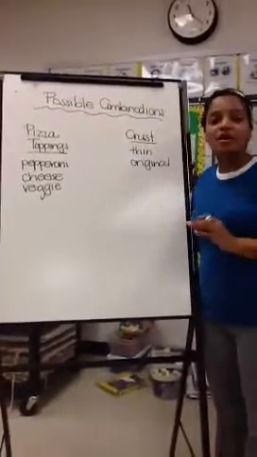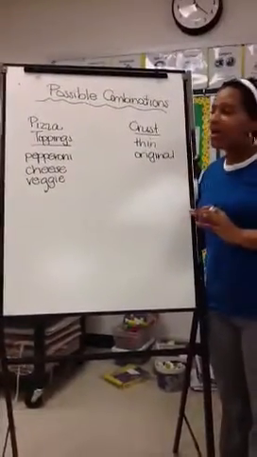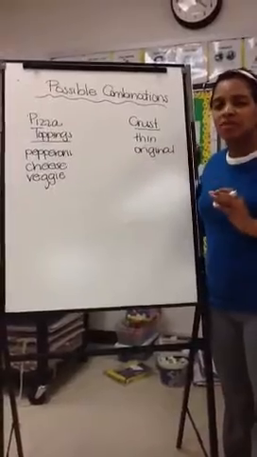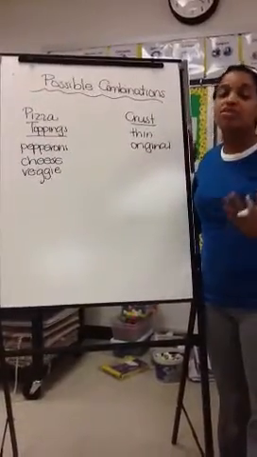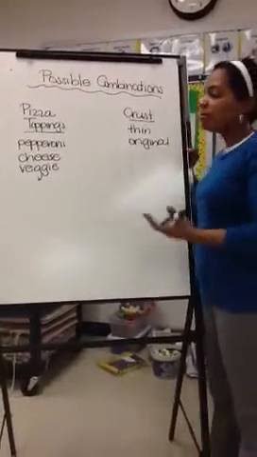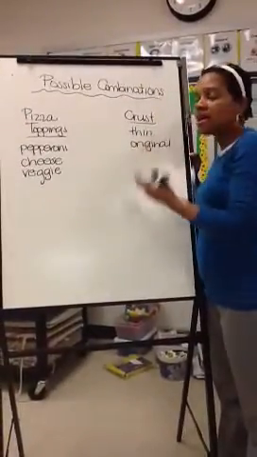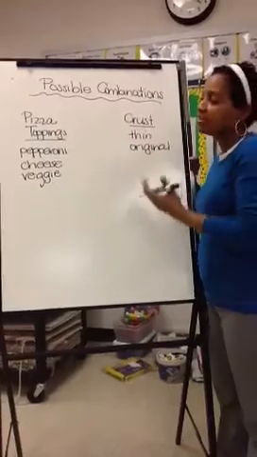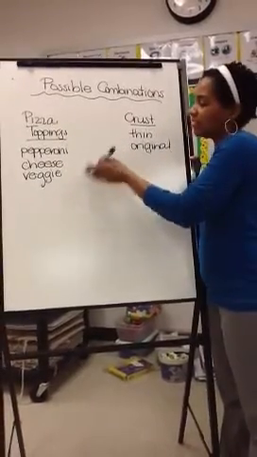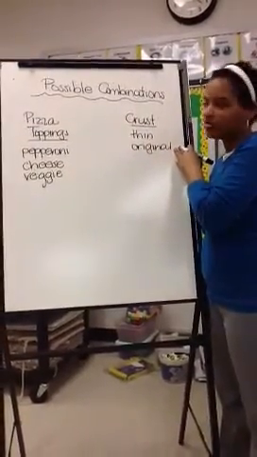Hello, today we're going to talk about possible combinations, and we're going to take the combinations and put them in an organized way and put them into a chart. So if you look at the board, I have pizza toppings and crust. I have to come up with as many different combinations as I can with the 3 different types of pizza toppings and the 2 different types of crust.